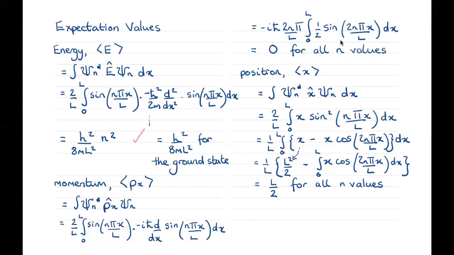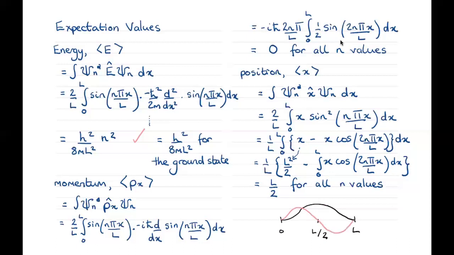Now this is immediately obvious for the ground state, which we know is a sine wave that looks like this. The most probable position, the average position, we see immediately will be at L over 2. It's also the case for all the n values with the first excited state. Let's sketch that wave function, which has a node at L over 2.